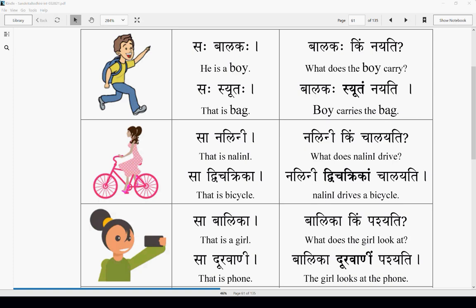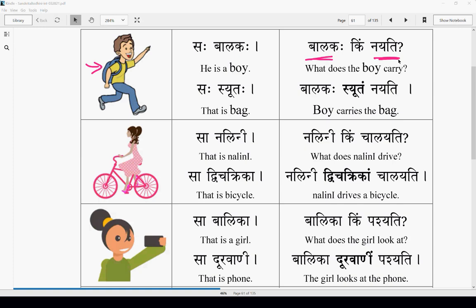Now the action is given here. Nayati, he is carrying it. Balakaha Nayati is the base sentence. These kind of sentences we already studied, like Balaka Nayati, Balaka Khadati, Balaka Pashyati, Balika Gacchati, etc. But now additionally we can ask a question, Kim Nayati, like here. So the basic sentence we know, Balaka Nayati, Balaka carries.